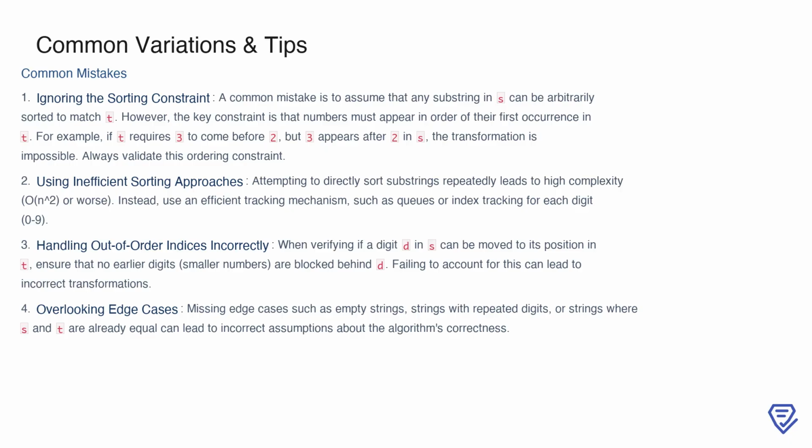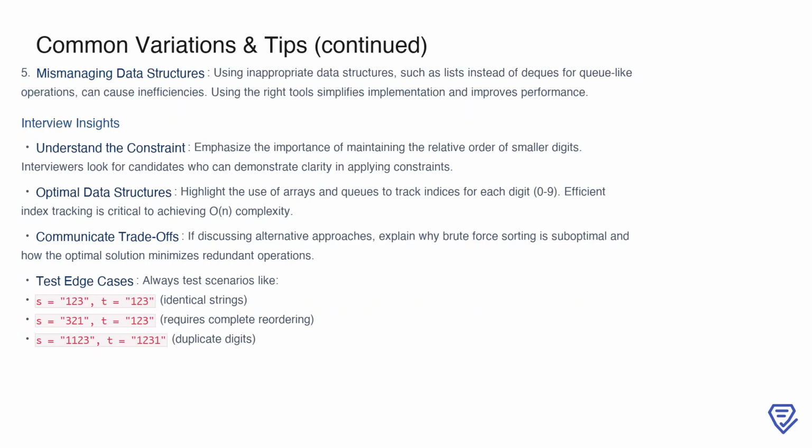Lastly, be mindful of edge cases. These include scenarios like empty strings, strings with duplicate digits, or situations where S and T are already identical. Missing these edge cases can lead to an incorrect or incomplete solution. Another issue to be cautious about is mismanaging data structures. If you're using a regular list instead of a deque for queue-like operations, you might introduce unnecessary inefficiencies. Choosing the right data structure can greatly simplify your implementation and improve performance.